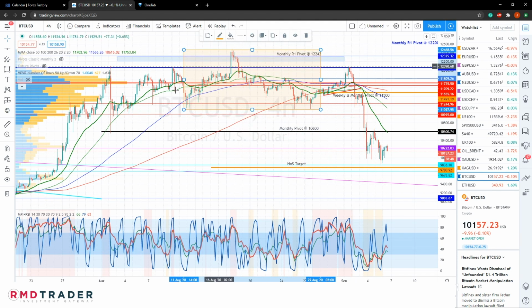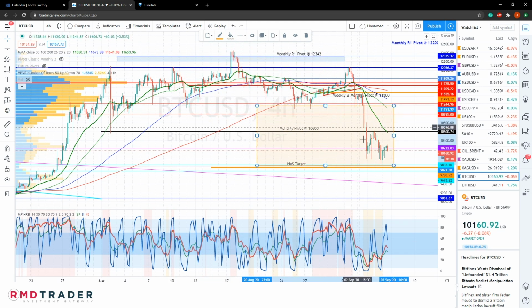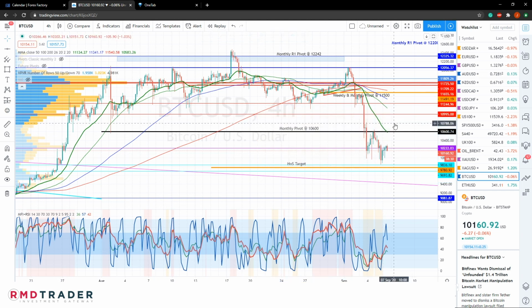So you can see here we have our left shoulder, we have this head, and then we had this right shoulder. And just projecting that down from where it broke lower, we can see that our head and shoulders target actually played out towards this 9,800 level. So I just wanted to point that out.